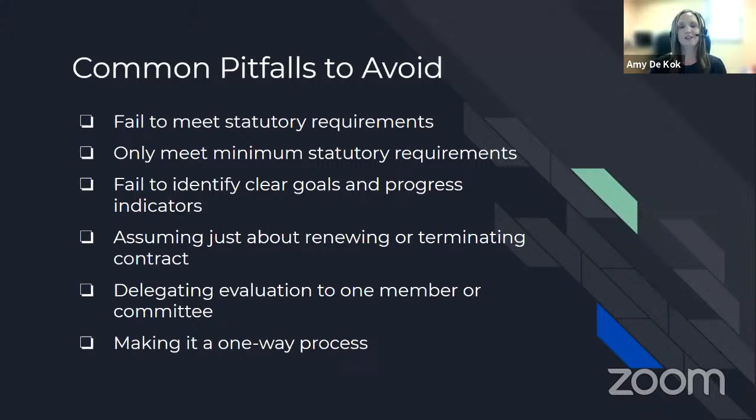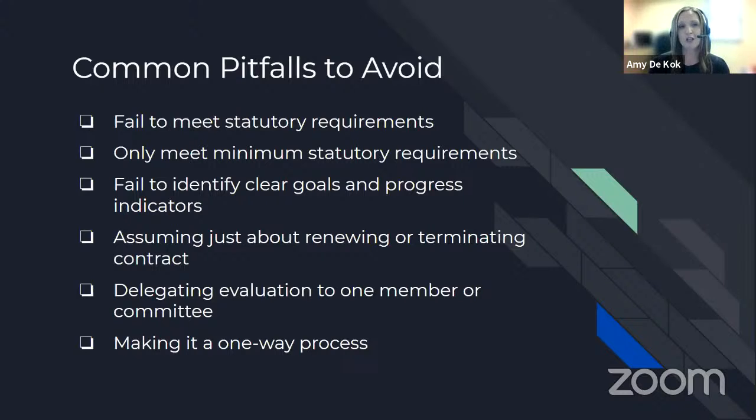Again, the easiest one to avoid is failing to meet those statutory requirements. Those should be viewed as minimum requirements, and you should strive to go above and beyond those requirements in terms of building a more robust evaluation process. So simply failing to meet those minimum requirements is something to avoid. That's the easiest thing to avoid, I think.